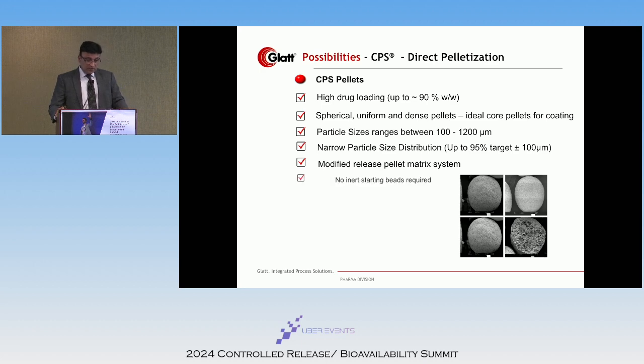You can apply, as I said, the modified release matrix on the system, and like the other coating that we spoke about, there is no initial inert substrate to start off with. So you can start off with your API and MCC itself, and then you produce. There is no need to put any sugar sphere or pellet in the beginning. So that's another advantage it has, and it doesn't need any binder to have that drug layering done.